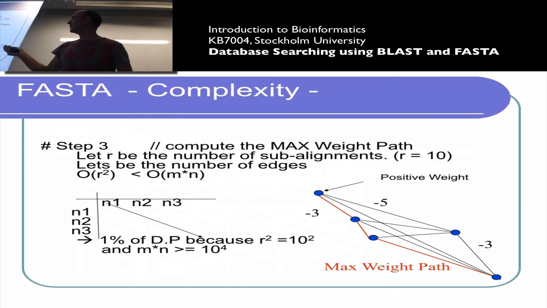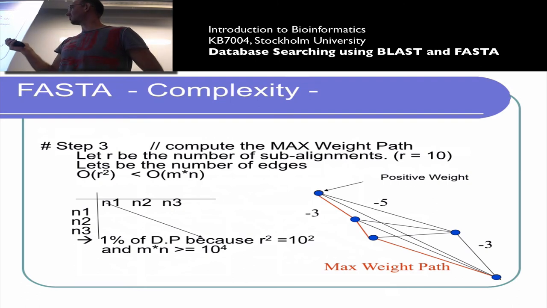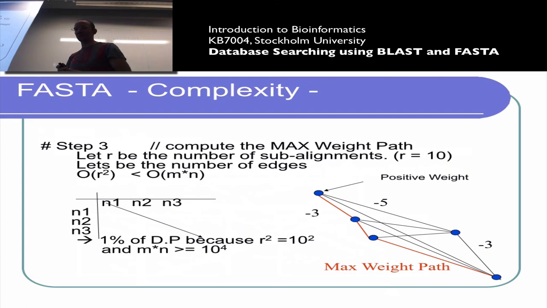If you have just 10, it's still 10 by 10 combinations. So it's of course much smaller, because this is maybe 100 times 100, or 200 by 200, so this is a much smaller number. So maybe it takes 1% of the time.